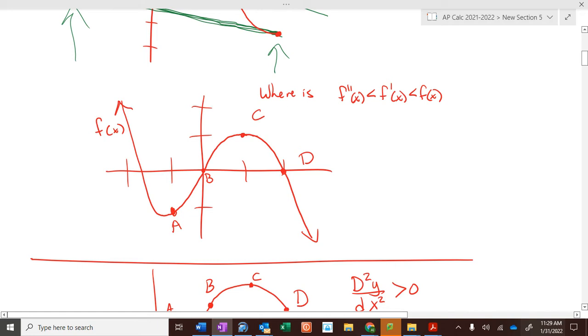Where is the second derivative smaller than the first derivative, which is smaller than the function value at that point? Okay, so this, you got to figure it's concave down. Because if it's the smallest, it's probably a negative number. This could be 0. Okay, so if the first derivative is 0, what is that? A maximum or a minimum.